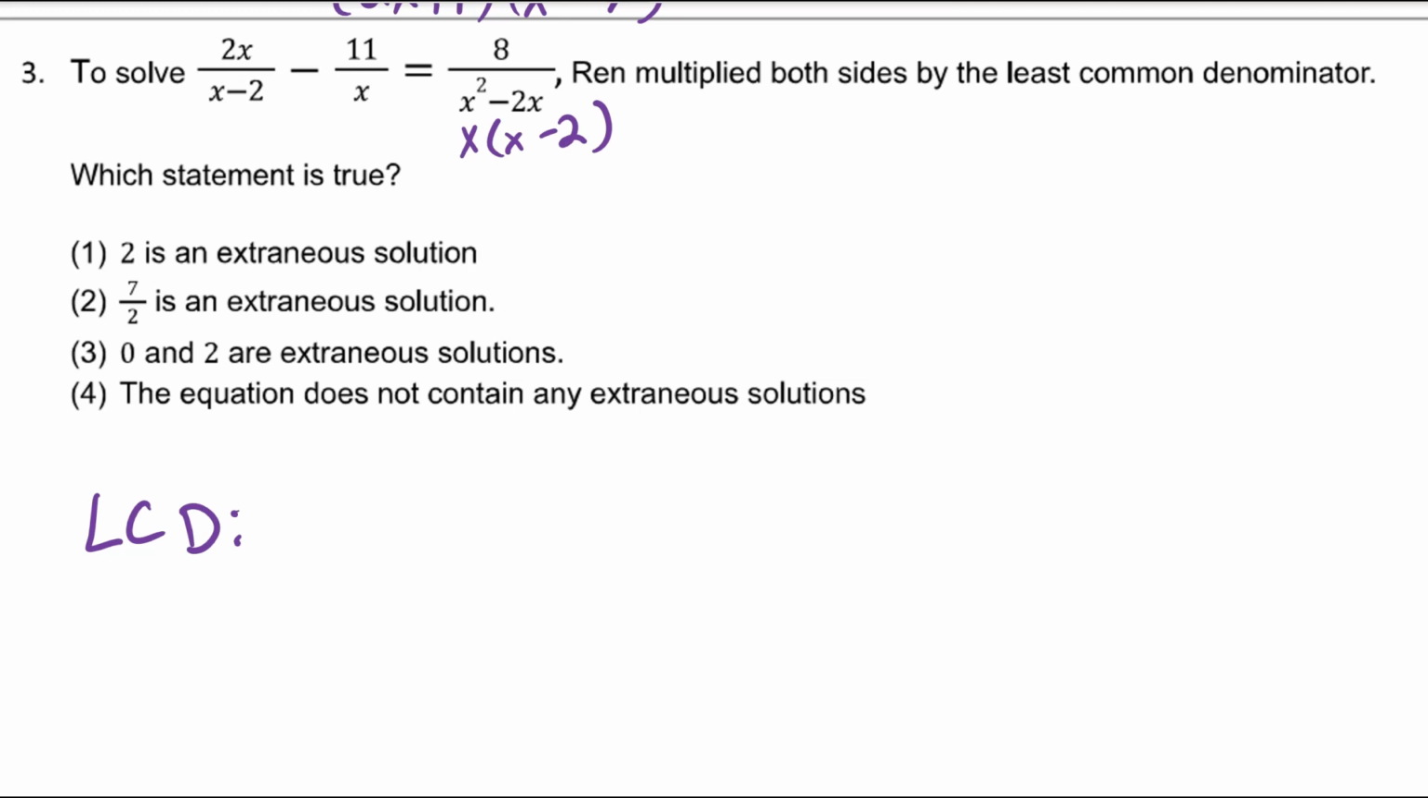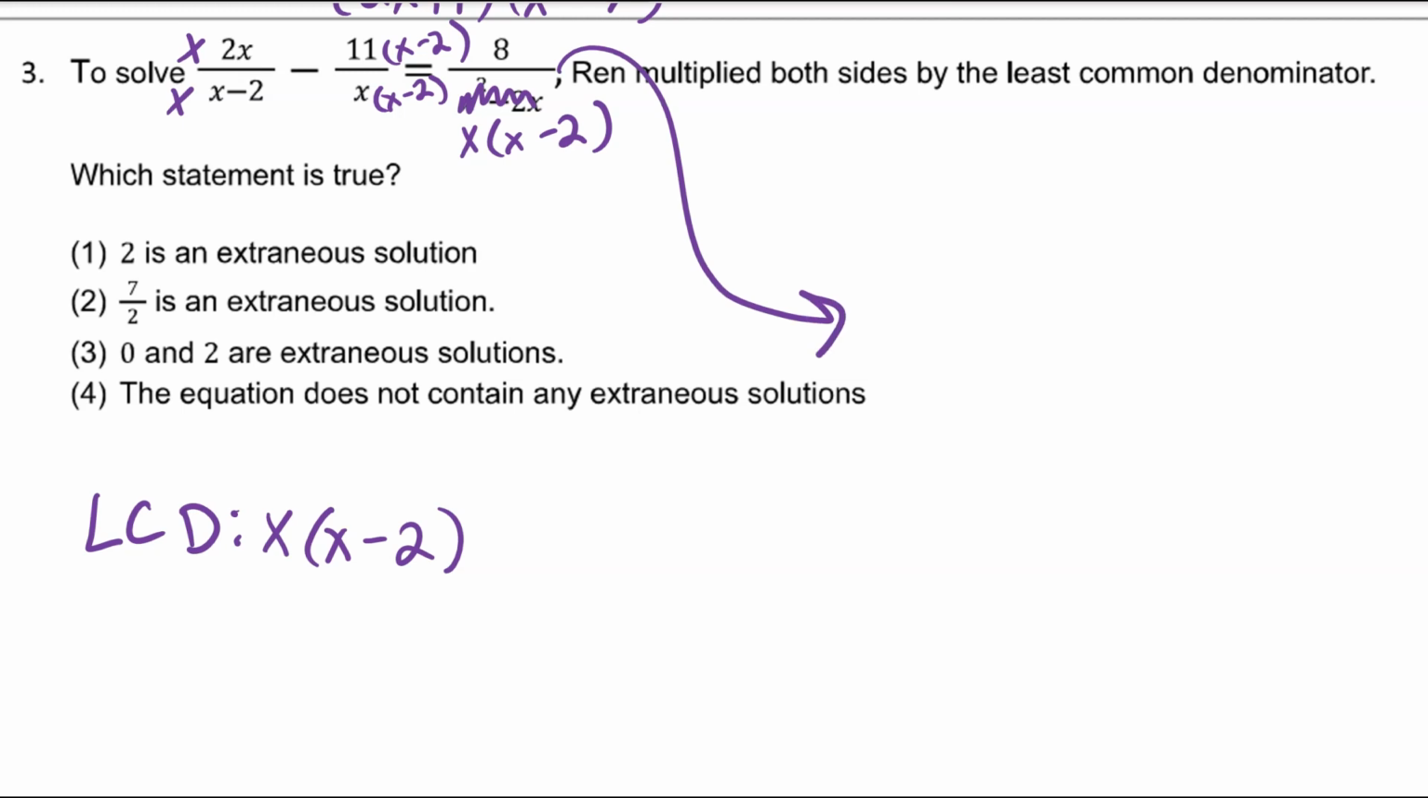Instead of x squared minus 2x, I'm going to think about that as x times x minus 2. And if I'm thinking about it that way, I can get that x to look like x times x minus 2 if I multiply it by x minus 2 in both the numerator and the denominator. And I could also get the x minus 2 to look like x times x minus 2 if I multiply by x in the numerator and denominator. So my least common denominator here is x times x minus 2. So let's say I do that.